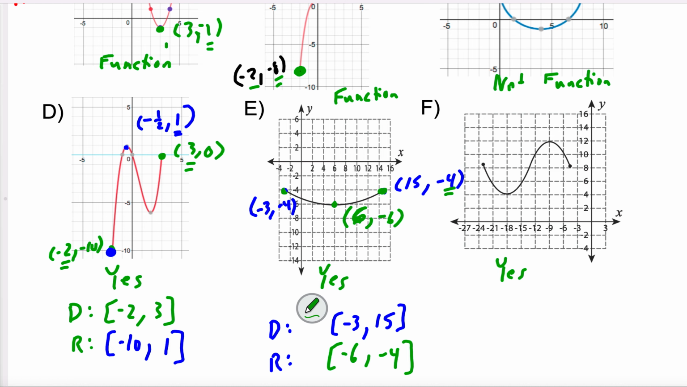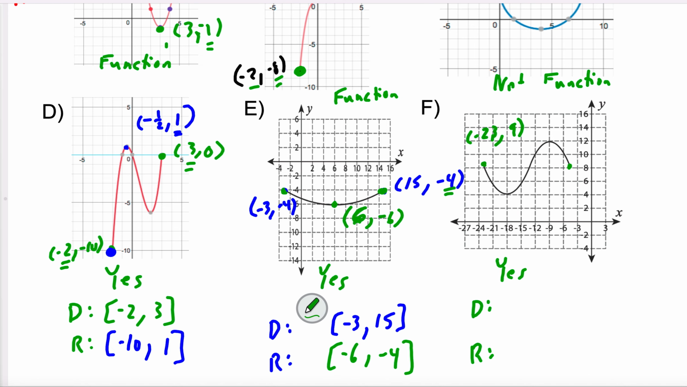All right, what about letter F? Domain, range. So this one here, we're looking at that value right there. That's the left, and this one here would be my rightmost. So what's the x value there? Now this one's a little bit harder to see, so I would guess that that's -23. And then it looks like it's up there at 9.